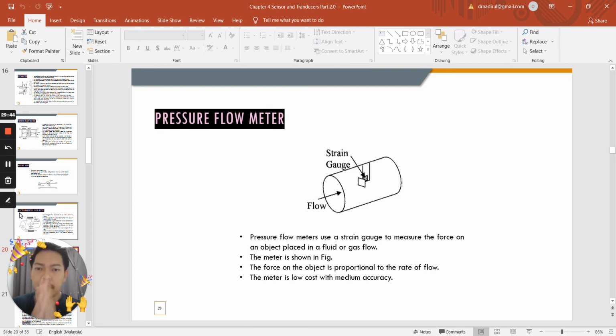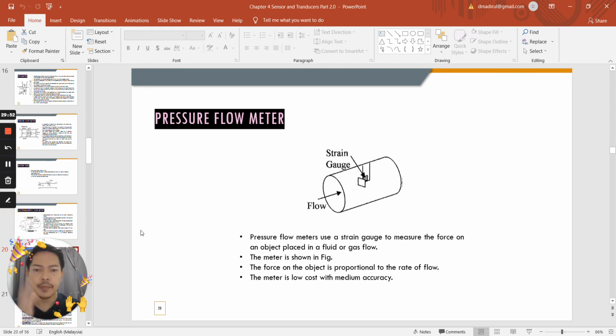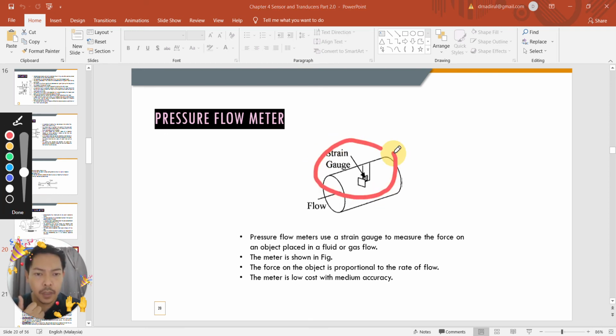Okay, pressure flow meter. You can see here this example of a pressure flow meter. It uses a strain gauge, which is mounted here, to measure the force on an object placed in the fluid or gas. The force on the object is proportional to the rate of flow.